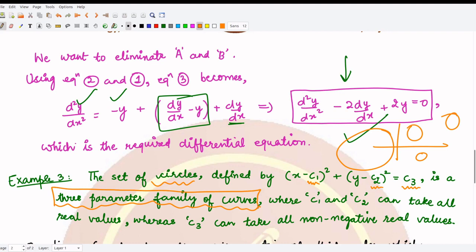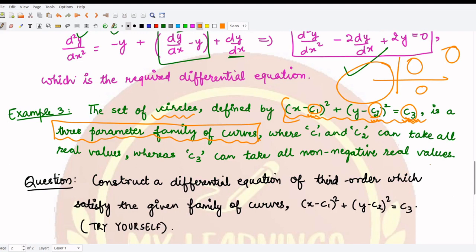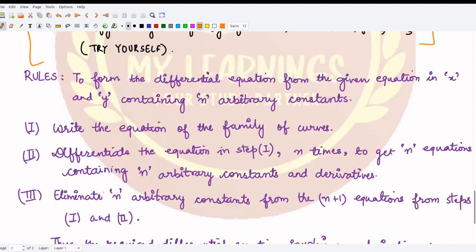Now I give you an exercise to create a differential equation of this family of curves. That means for this family of curves, you have to differentiate it 3 times. Why? Because you have 3 different arbitrary constants present within this equation, and out of those 4 equations, you have to eliminate these constants and form an equation containing the derivatives. So that would be your differential equation. If you have any doubt, this is your question. This is an exercise which I am leaving up to you, right? If you have any doubt, you can note down these rules and follow them in order to calculate the results.